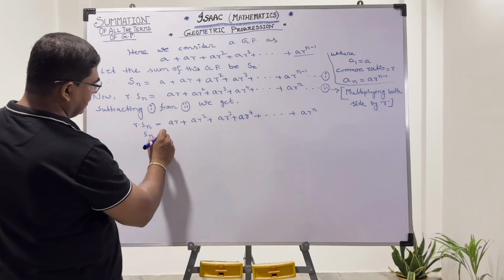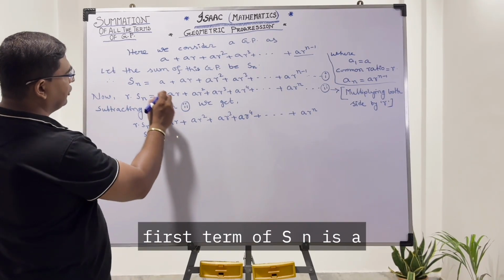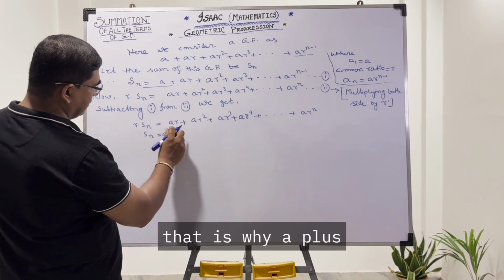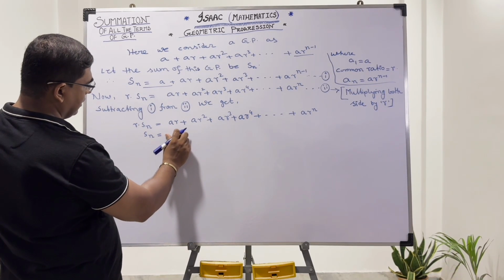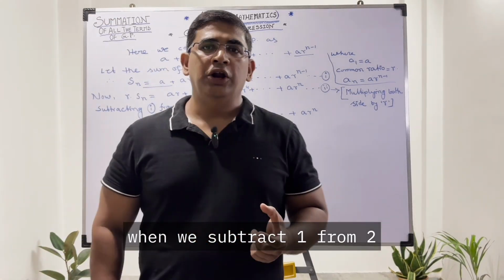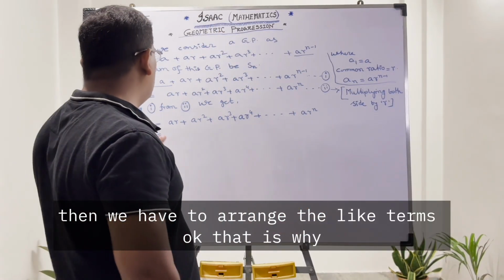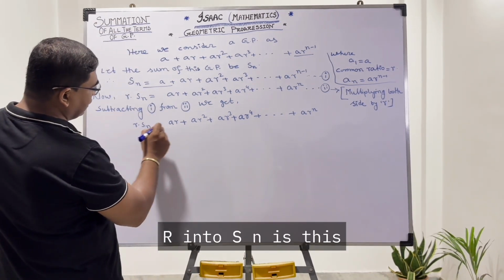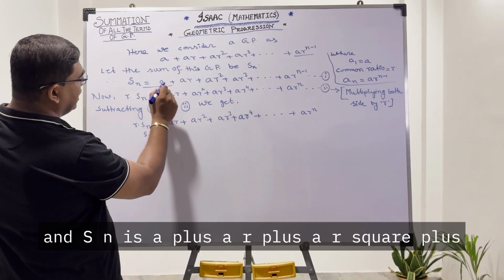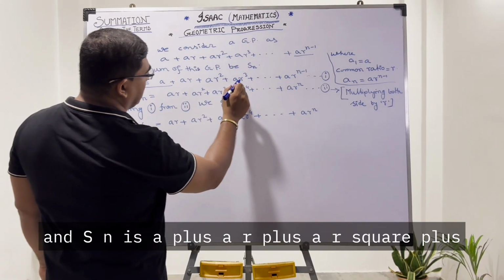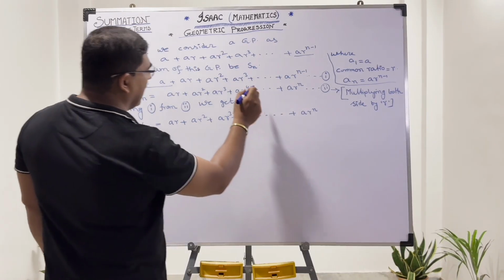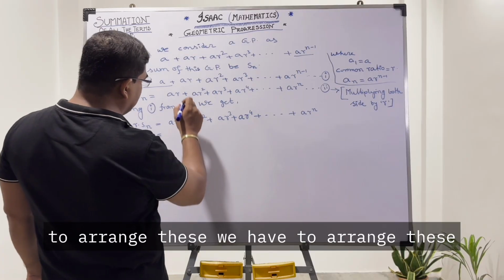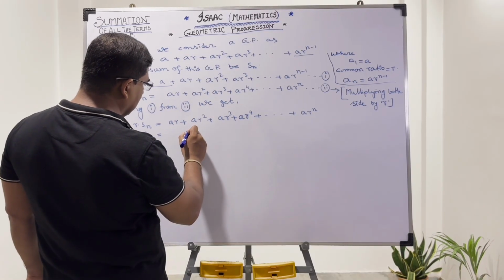And Sn means first term of Sn is A. That is why A plus. When we subtract 1 from 2, then we have to arrange the like terms. Okay, that is why R into Sn is this and Sn is A plus AR square plus AR cube plus continuing plus this, and at the time of subtracting we have to arrange these terms this way.